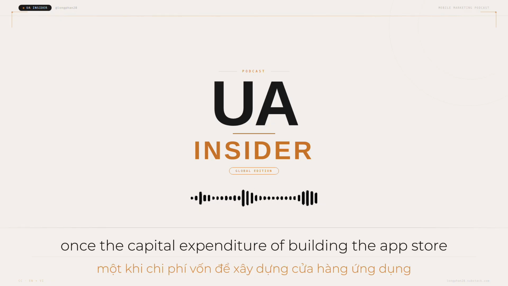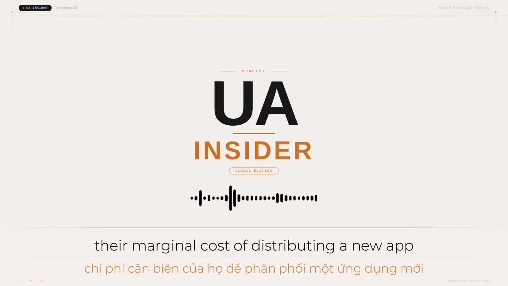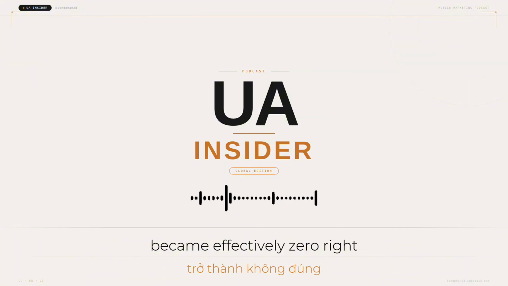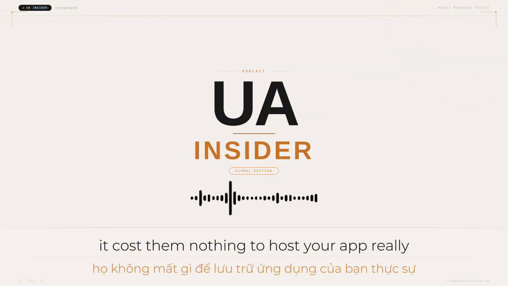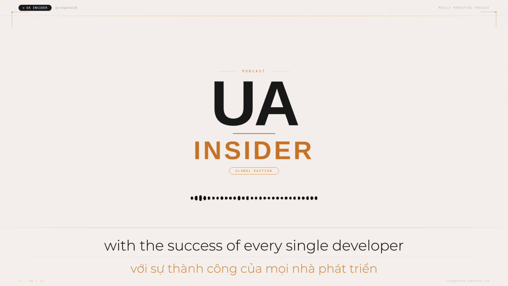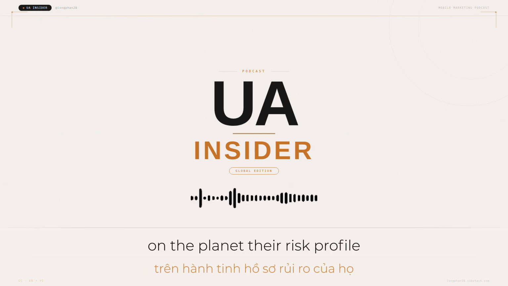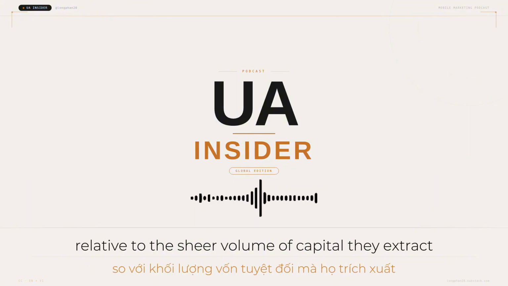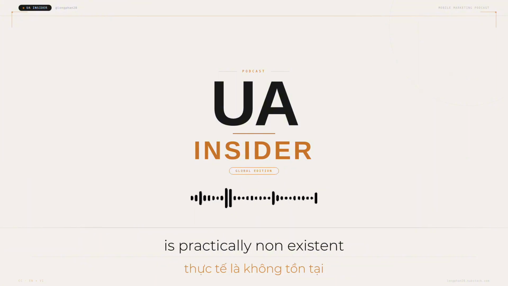Flawless. I mean, once the capital expenditure of building the App Store infrastructure was completed, their marginal cost of distributing a new app became effectively zero. Right. It costs them nothing to host your app, really. Yet their revenue scales linearly with the success of every single developer on the planet. Their risk profile, relative to the sheer volume of capital they extract, is practically non-existent.